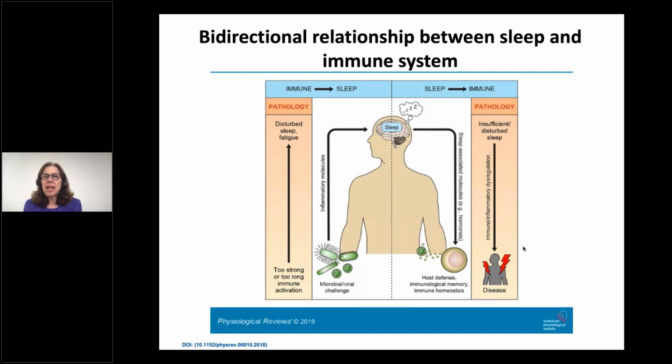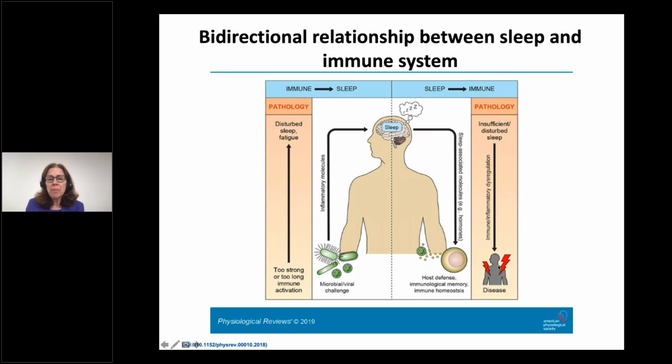There's actually a bidirectional relationship between sleep and the immune system. Each one affects the other. And I think one we're all familiar with, if you've ever had an infectious illness, a virus or a bacterial infection, you know that when you're sick, you're fatigued, you're lying around in bed all the time, but your sleep is really disturbed and fragmented. And that's because substances that are produced by our immune system responding to microbes, bacteria, and viruses, these inflammatory molecules, affect our brain function and sleep.